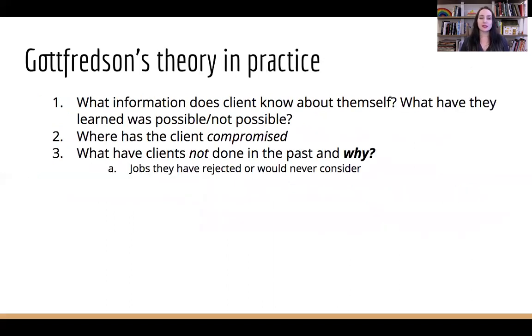So in practice, we want to be asking our clients what they know about themselves. What have they learned was possible or not possible in their life? We want to know where the client has compromised in choosing jobs. We want to know what the client hasn't done in the past and why. So both in jobs that they may have rejected or jobs that they would have never considered.